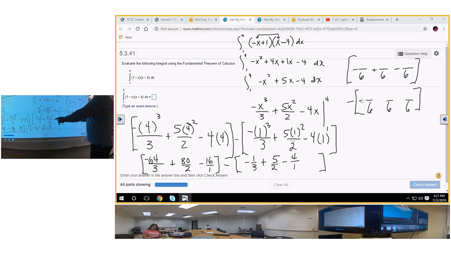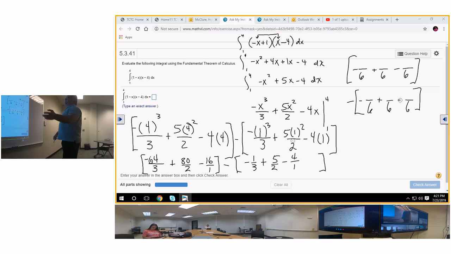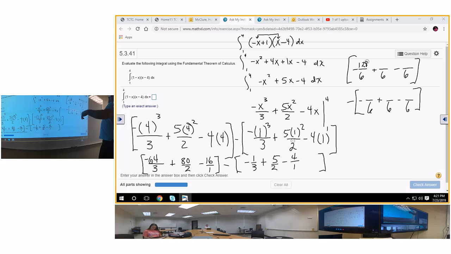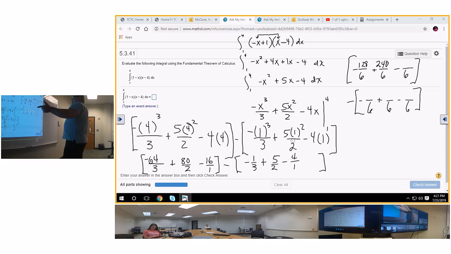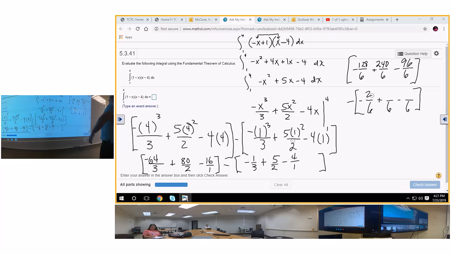Negative, positive, negative. All right, 3 will go into 6 2 times. 2 times 64 is 128. 2 will go into 6 3 times. 3 times 80 is 240. 6 will go into 1 6 times. 6 times 16, 96. 3 will go into 6, 2. 2 times 1 is 2. 2 will go into 6 3 times 15. And 1 will go into 6, 24. All right, now, check me.